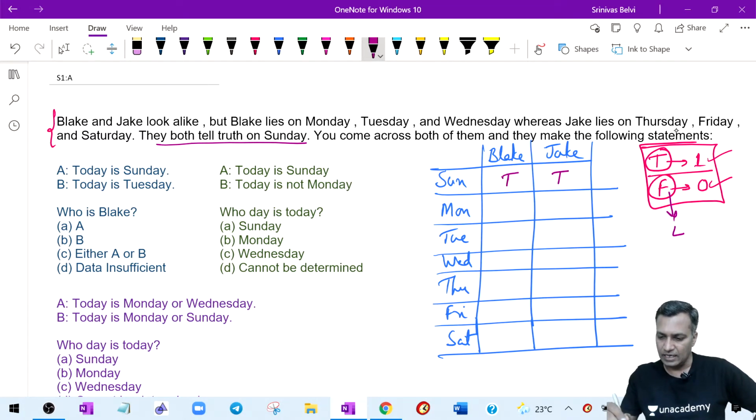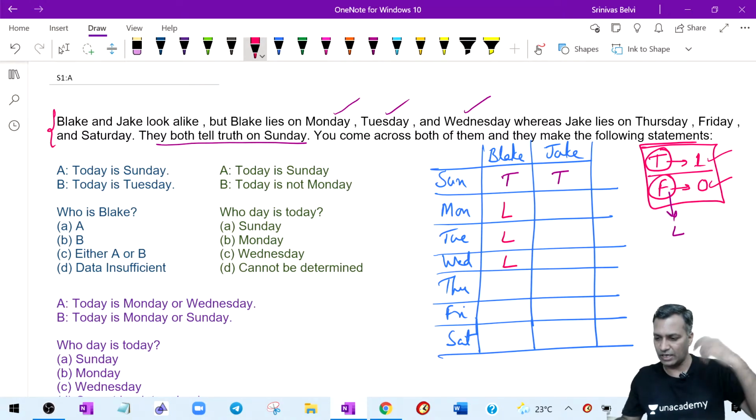However, Blake lies on Monday, Tuesday, Wednesday. I will use the red color. Blake lies on... all right, that's he lies. Let me write it as L or F, whichever way it is here. Let me start with L. It's all right, so you will at least feel comfortable. This is lie, whereas the other guy tells the lie on these days.